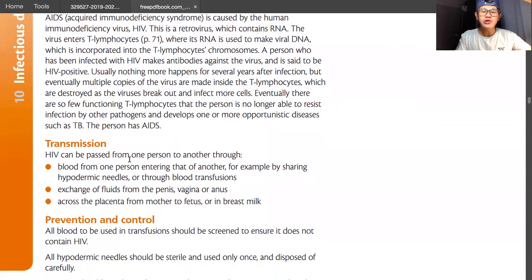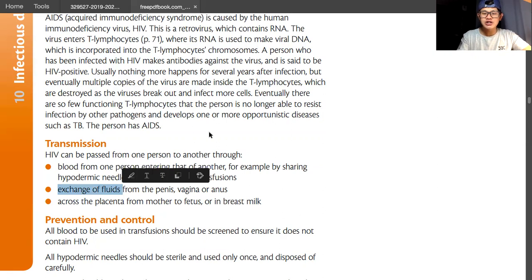And how do you actually transmit it? You should know this as well: HIV is transmitted from one person to another through what? Through sexual contact. Or it could be through your blood, through transfusions of blood or sharing of needles. So it is transmitted through blood, or any type of fluids, exchange of fluids.